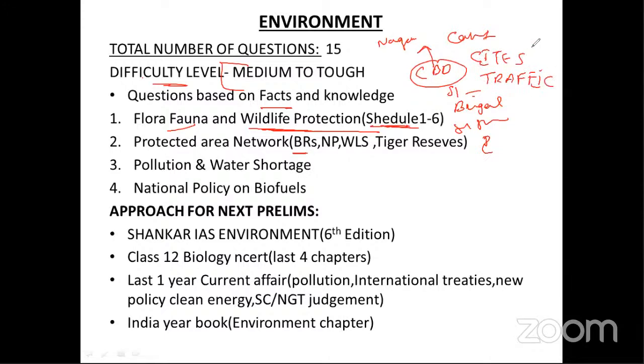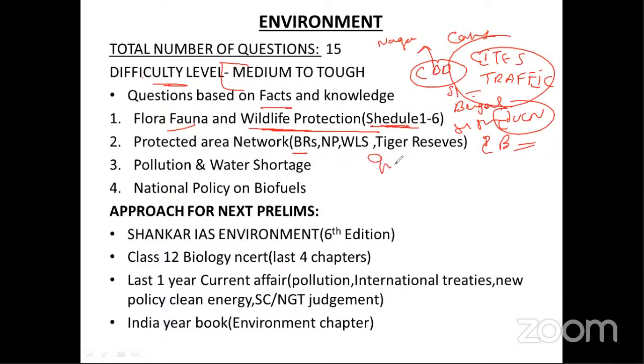These are the important international organizations, IUCN. Then the Bonn Convention, the Convention on Migratory Species. All these are important. International agreements for the conservation of biodiversity are important for you. Although this year there was no question from international initiatives, you should prepare for next year also. Now, the protected area network of India.